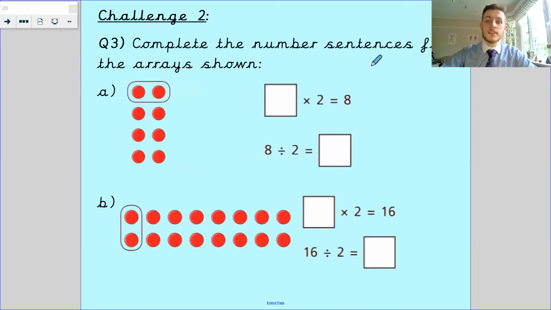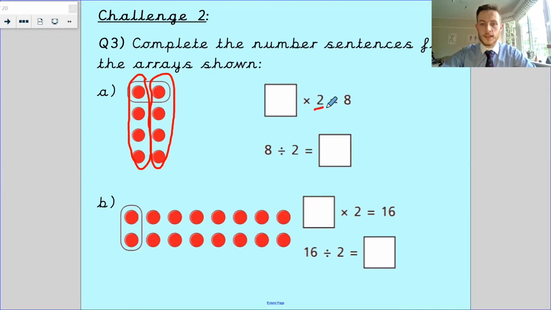Challenge 2, I want you to complete the sentences for the array shown. Now, it's asking you to do it in rows and then columns. So it's saying your columns are in 2. So there's one column and there is another column. Okay, so you've got 2 columns. So that's that number. You've got 8 in total, but it's asking you how many rows do you have? Okay, I'm going to get rid of all that drawing because it might confuse you. How many rows do you have?